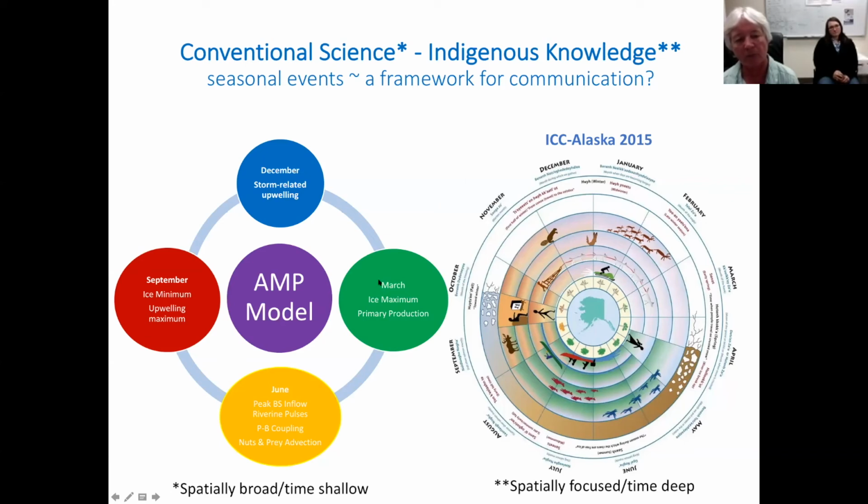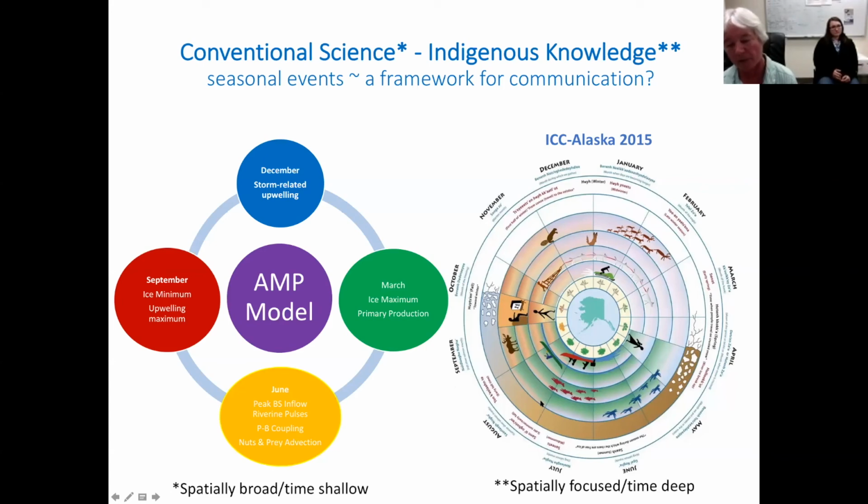Basically we're trying to make the argument that conventional science is spatially broad, but time shallow. We are lucky if we have 20 or 30 years, but we go out with our ships and now with our autonomous vehicles and other ways, and we sample the system from the northern Bering Sea through the Chukchi and into the Beaufort, very broad. Whereas systems of knowledge based on Inuit knowledge are spatially focused around villages, but they're very time deep. They have a much longer record. And so these two ways of looking at the system should complement one another.